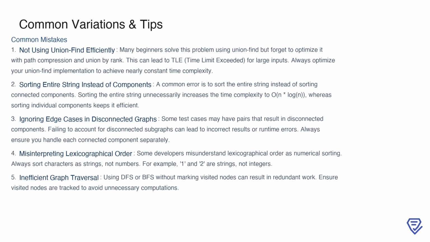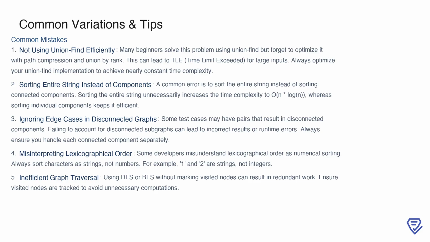When working on this problem, there are several common pitfalls that can hinder your solution's efficiency and correctness. First, it's crucial to use union-find efficiently by incorporating path compression and union by rank. These optimizations ensure that the operations run in nearly constant time, which is essential for handling large inputs. Without these, you're likely to encounter time limit exceeded errors. Another frequent mistake is sorting the entire string instead of just the connected components. Sorting the entire string unnecessarily increases the time complexity, while sorting individual components keeps the solution more efficient.